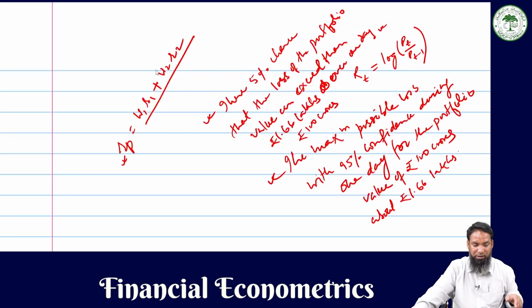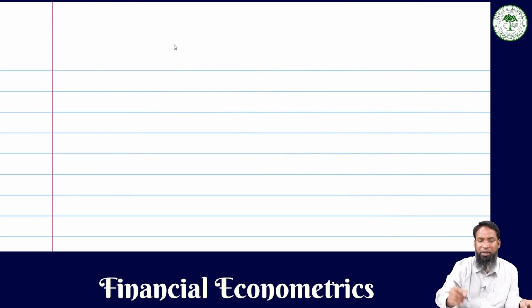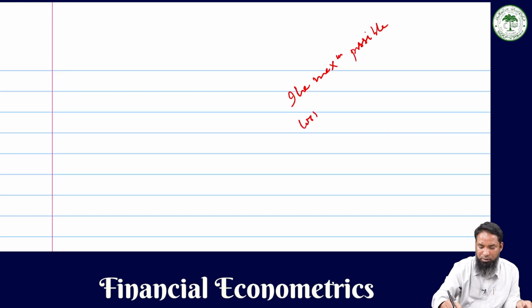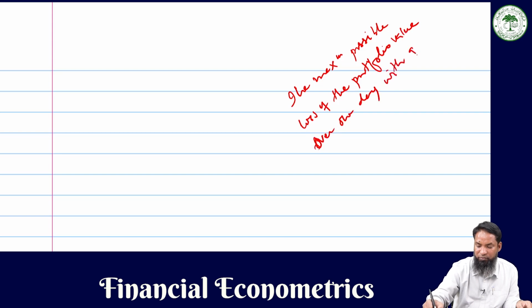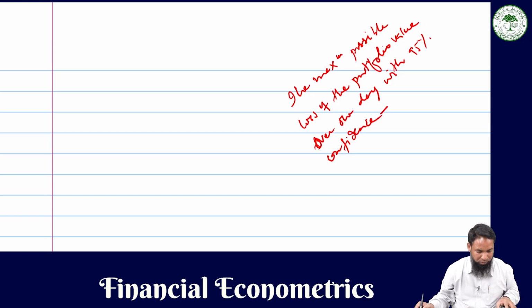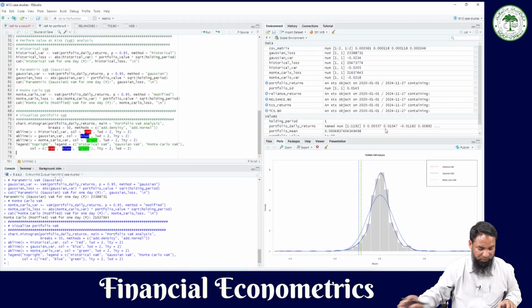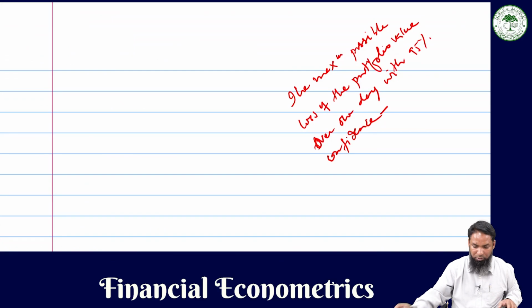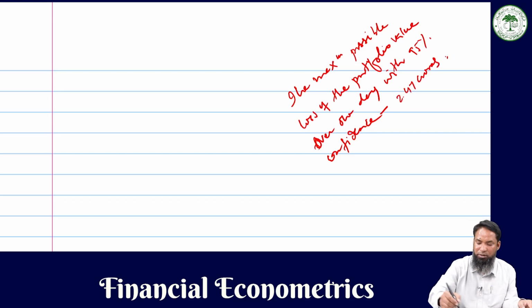So in this case, we can interpret those results as follows: the maximum possible loss of the portfolio value over 1 day with 95% confidence, that is the 95% probability, is that we can lose almost 2.47 crores if we are using the historical method.